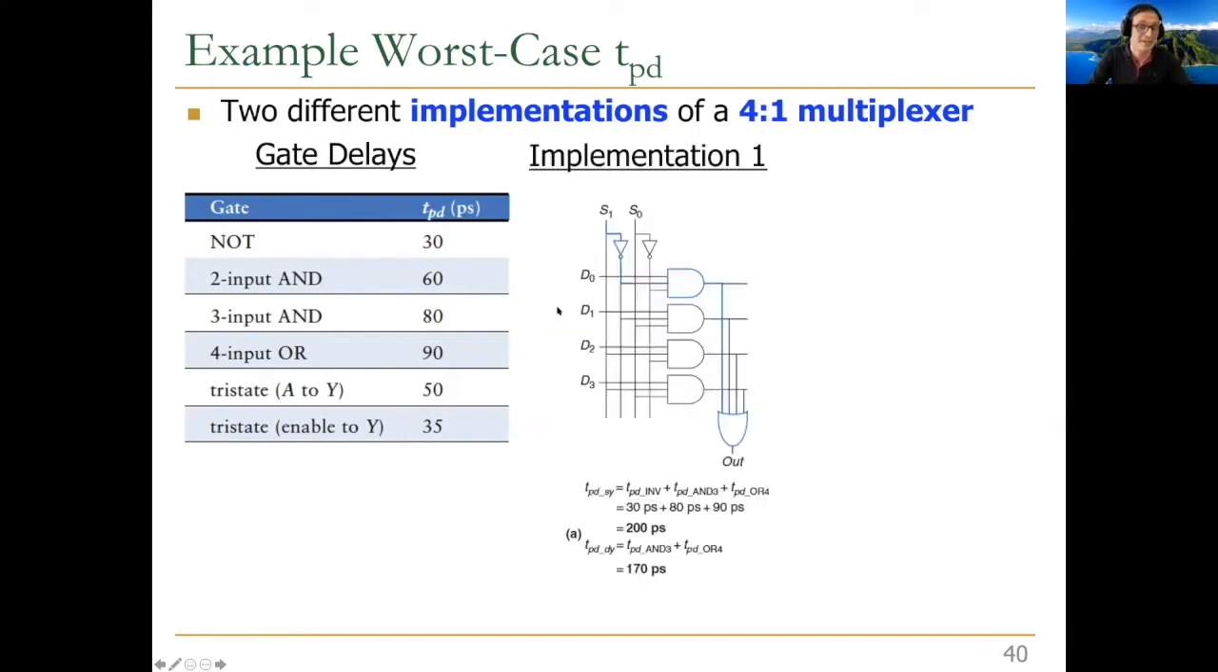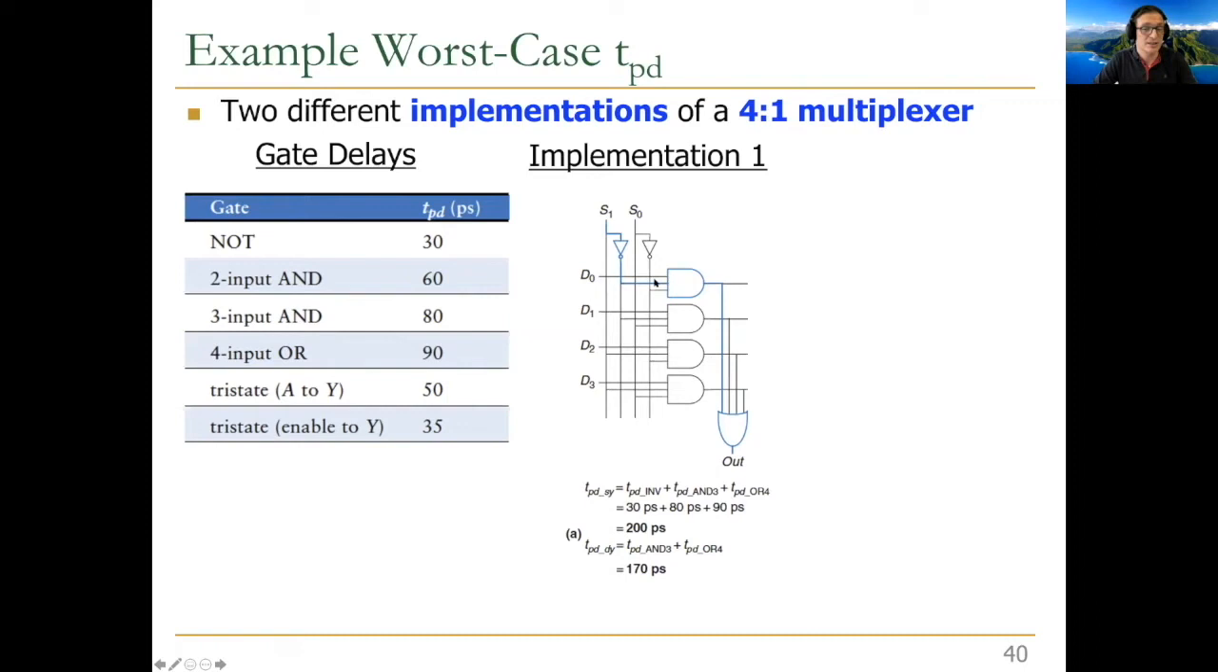So this is the first implementation that does not use tri-state buffers. You can see this is a 4-to-1 multiplexer that we constructed before. It's designed using 2-level logic, which is AND gates followed by an OR of the output of the AND gates. And you can see that some of the inputs are inverted to some of the gates as they should be, right? So if you're selecting D0, for example, both of these should be 0, and they're connected that way.